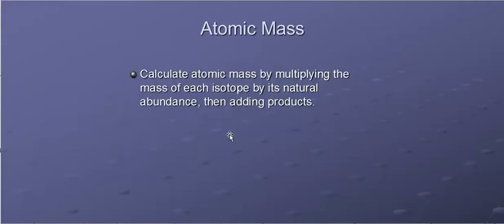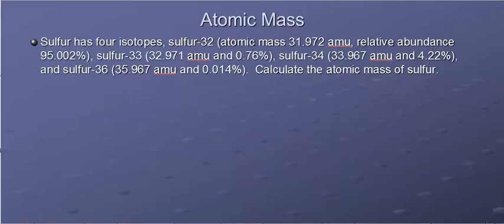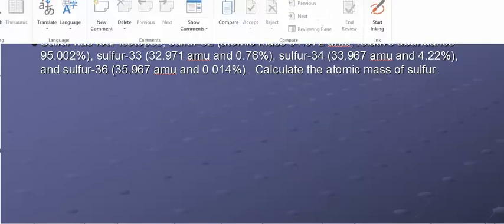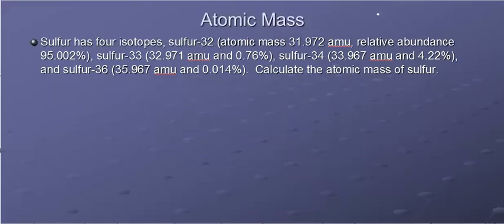To determine the atomic mass, the decimal numbers that are on the periodic table, you multiply the mass of each isotope by its abundance, and then you add the products. So let me go through an example with sulfur. I want to find the atomic mass of sulfur. I'm given all of the data.